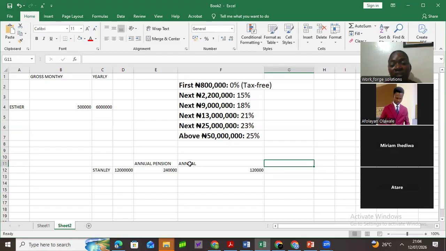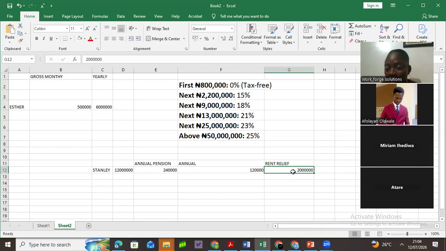Now, they also said rent relief. It is 20% of the employee's rent, but it can't be more than 500,000. So if 20% of your rent is more than 500,000, we cannot give you that. We can only give you 500,000. So if your 20% is 700,000, we're not going to give you 700,000. We'll only give you 500,000. So let's say that the employee's rent is 2 million naira.